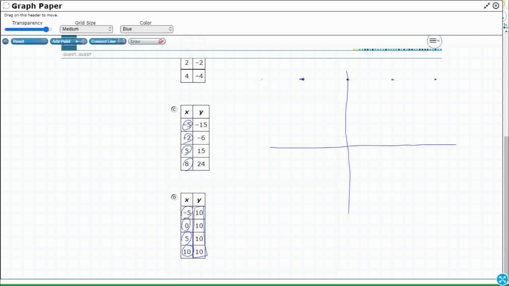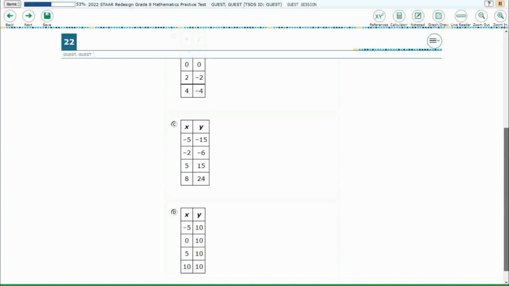Well, if I were to graph that, it's just going to be a horizontal line. That's all it is. But you know what? It passes the vertical line test, because I can draw as many vertical lines as I want to. It only touches the graph once. So you can have the same y with multiple x's. You just can't have one x with multiple y's. So my answer here is A.